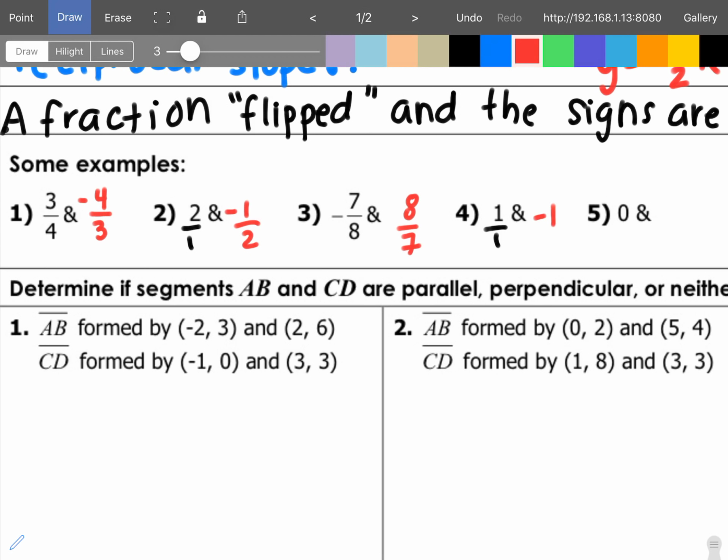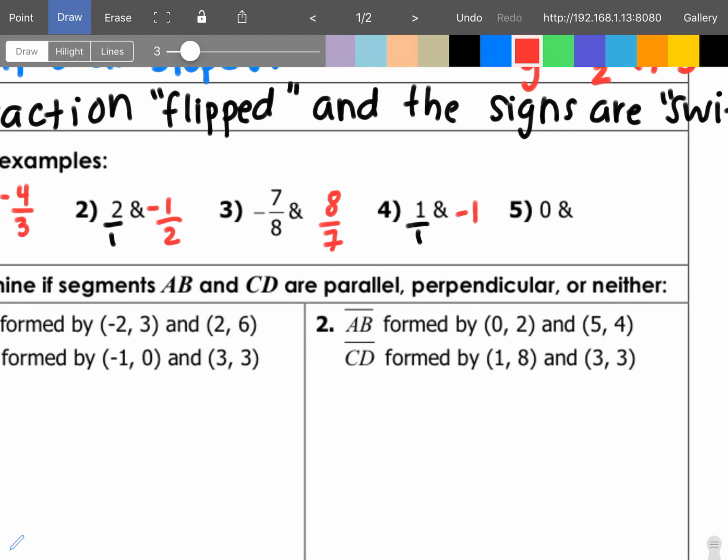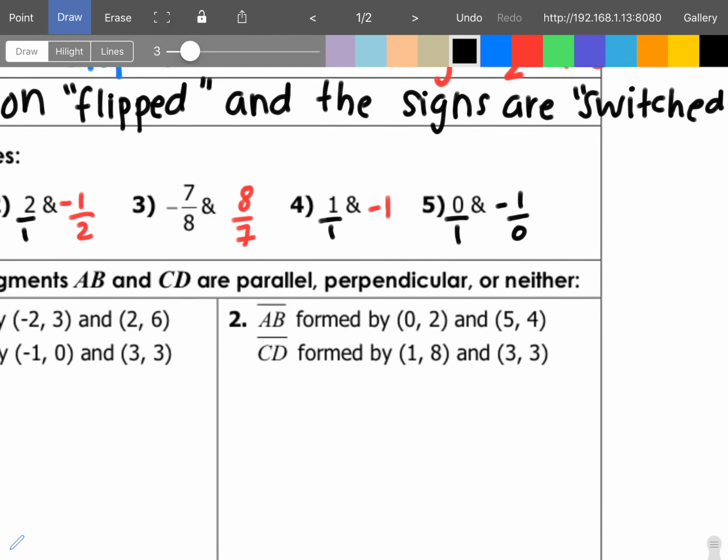For 0, let's think about this. 0 over 1, right? What would that be flipped? Wouldn't it be 1 over 0? And then we could say the signs are switched, so it's a negative 1 over 0, right? What's any number?